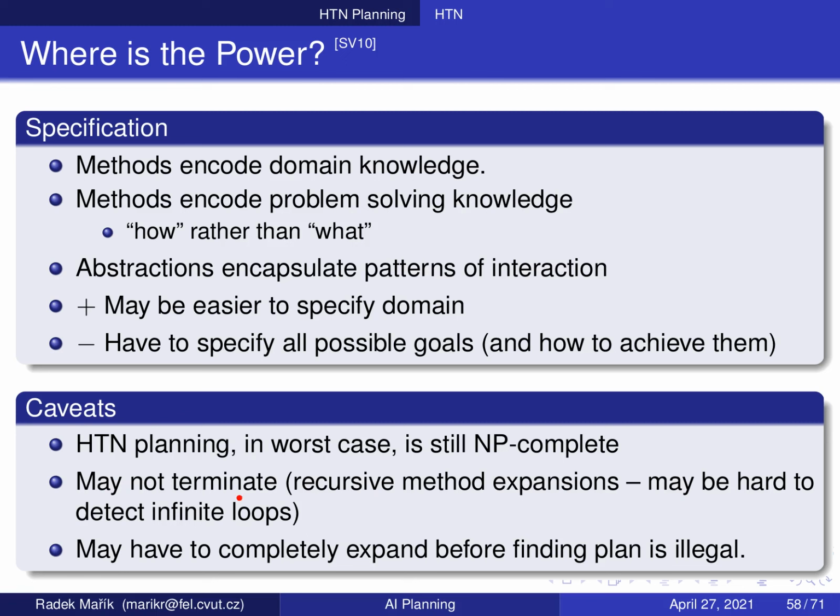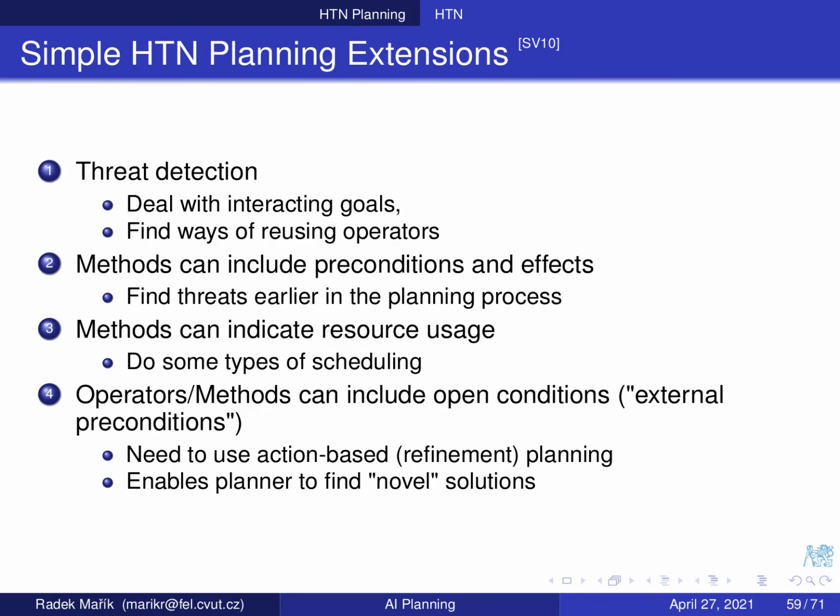From the complexity point of view, we are still in the domain of NP completeness. We face the problem of infinite loops. And it can be quite computationally intensive before you find that the plan is illegal and cannot be corrected. There are a number of extensions, for example, you can detect threats earlier. The methods can include preconditions that enable finding the threats earlier in the planning process. You can also integrate resources and other extensions.